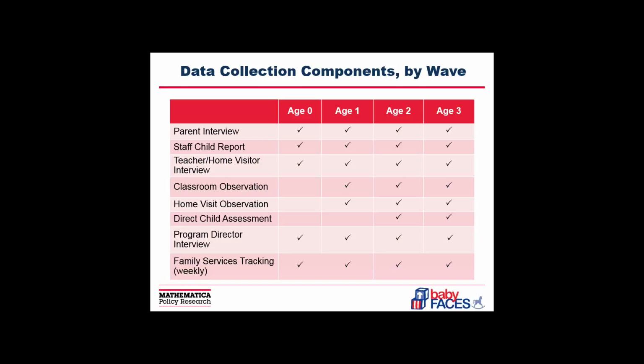Child assessments at ages 2 and 3 also included 2 video recorded assessments, the Early Communication Indicators, or ECI, and the Two Bags Task. And I'll say a little bit more about both of these in a moment. And finally, we also collected weekly reports on the services offered to and received by families and conducted interviews with program directors.